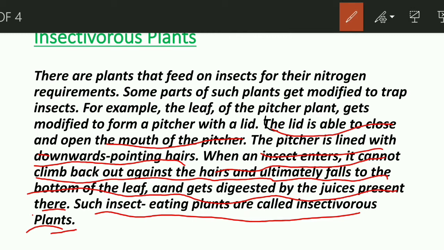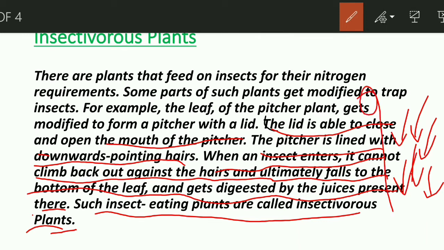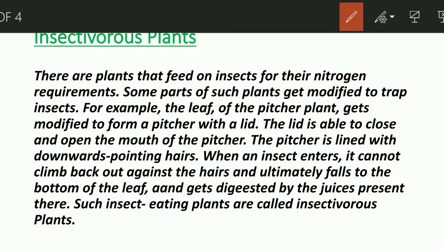Okay, so basically what happens here is that on the leaves there are some needle-like structures, and the needle-like structures are pointing downwards. When an insect falls into it and tries to climb back out, the downward-pointing hair gets stuck to its body and harms the insect, and the insect is not able to climb out.